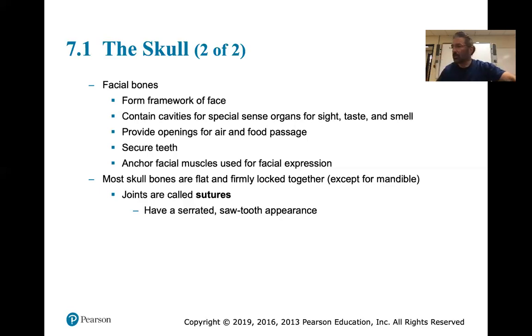Hang on a second. I'll eliminate some of those. Hopefully this will show up on the video. They have a serrated sawtooth appearance, like a serrated knife, or well, I'm assuming you all know what a saw looks like, right?